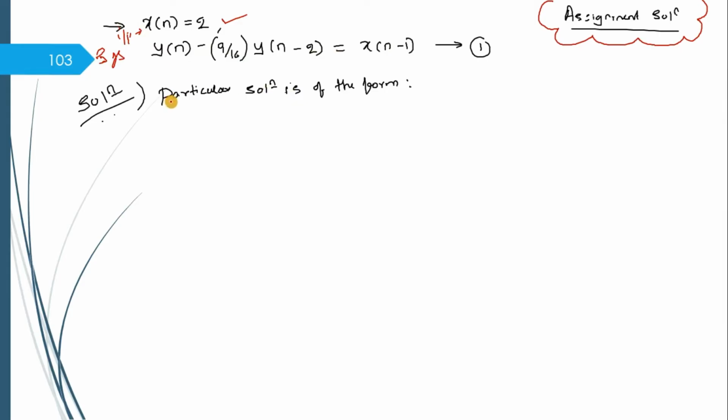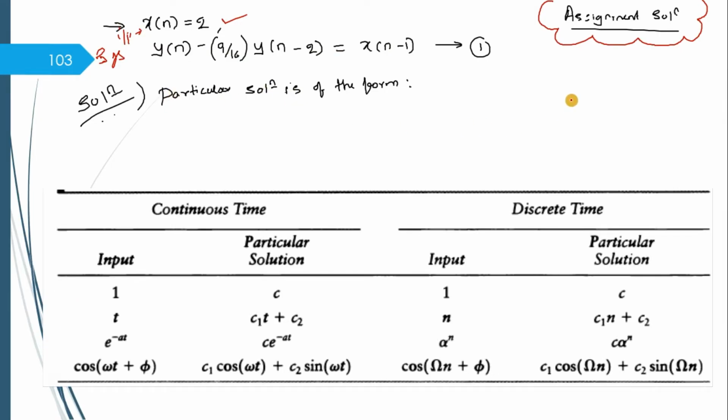To find the particular solution, we need to refer to the table of the previous session that I had given for the particular solution. There we understood that if the input is constant, the particular solution is of the form constant. The particular solution is of the form y p of n is equal to c, some constant. I wrote it by referring to the table of the previous session.